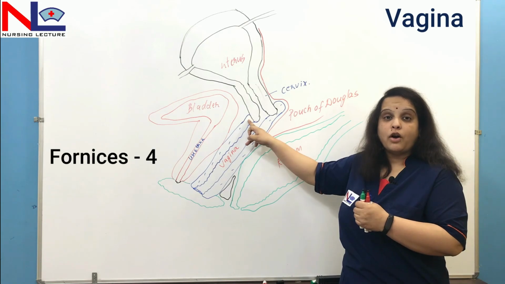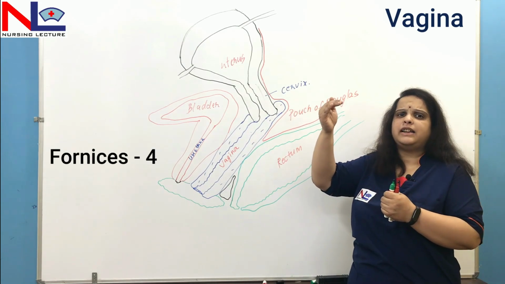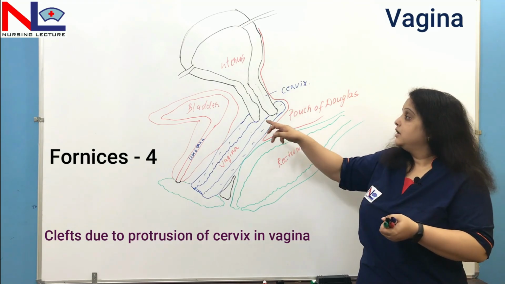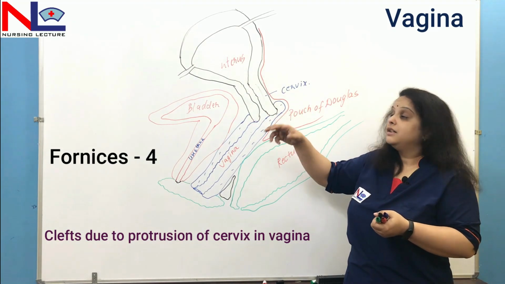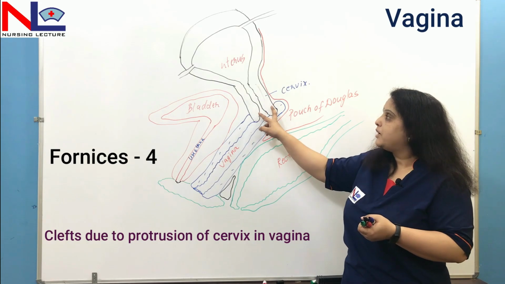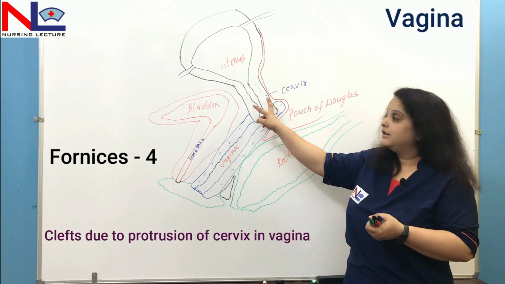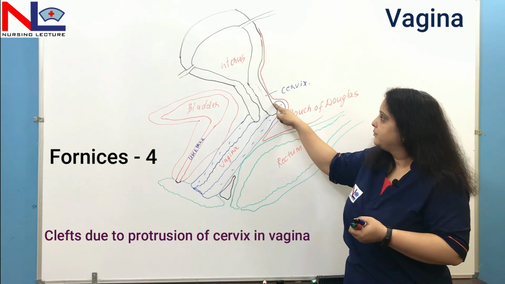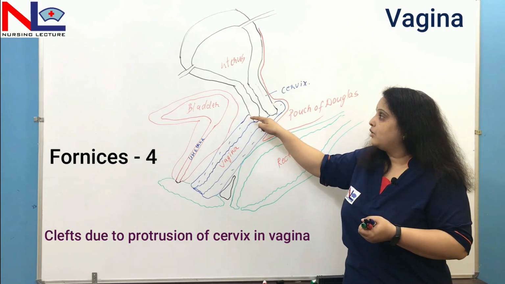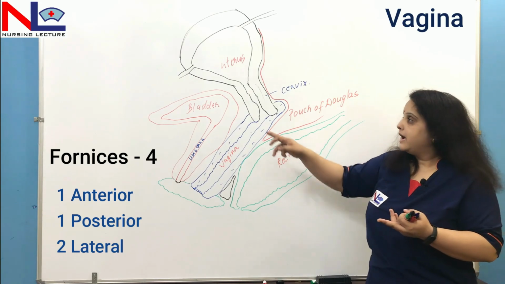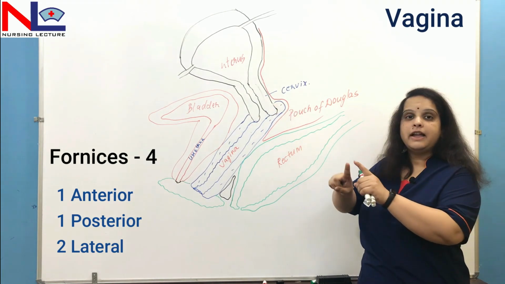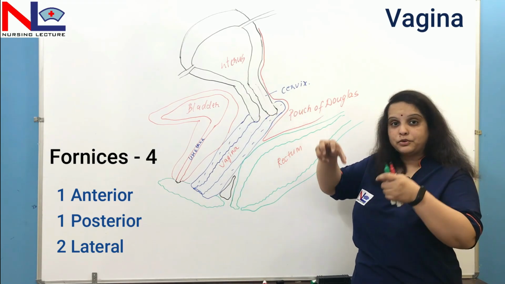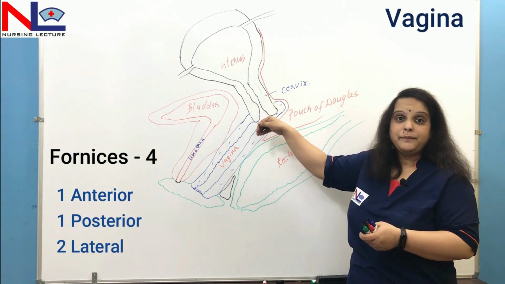And there are 4 fornices. The fornices are the depressed area between the edges, so between the ridges. So here you can see the lower part of the uterus projects into the vagina, thereby forming a cleft over here. So there are altogether 4 clefts: anterior, posterior, and 2 lateral clefts, and this is because of the projection of cervix within the vagina.